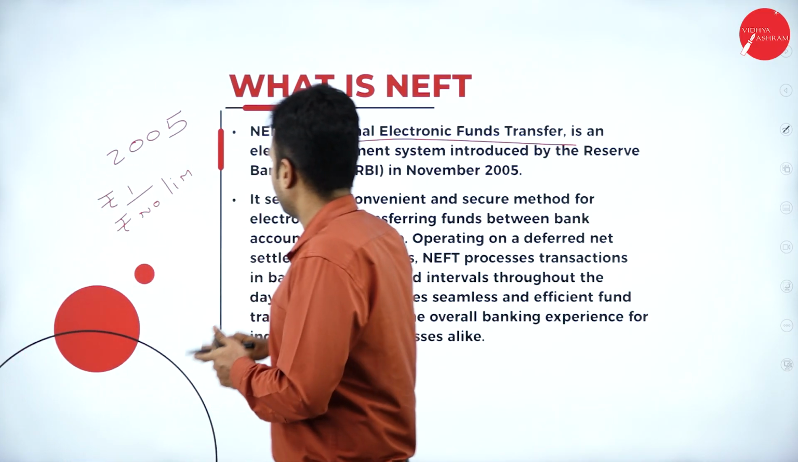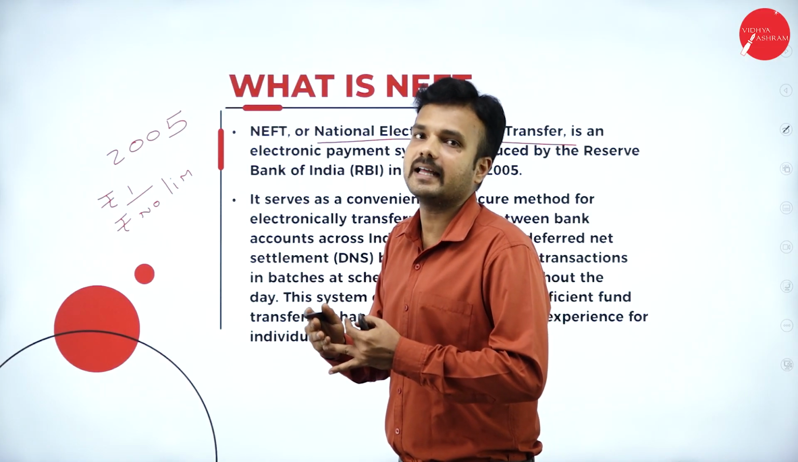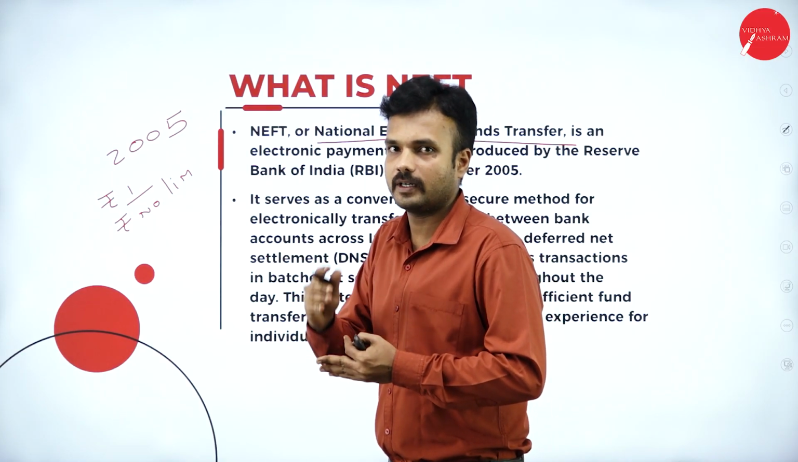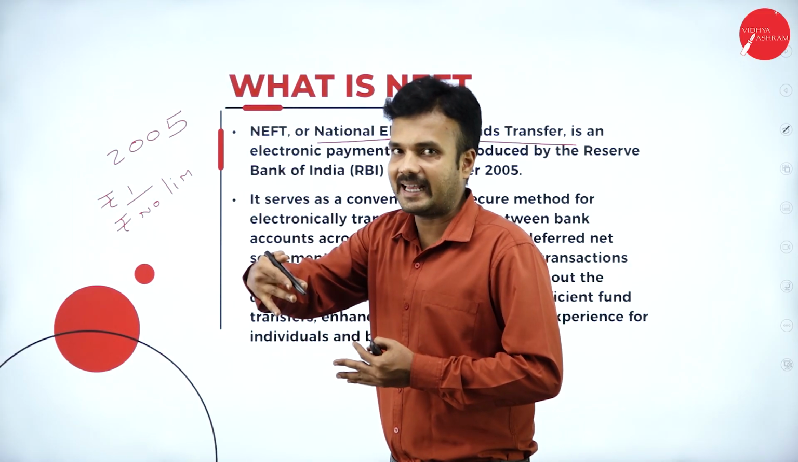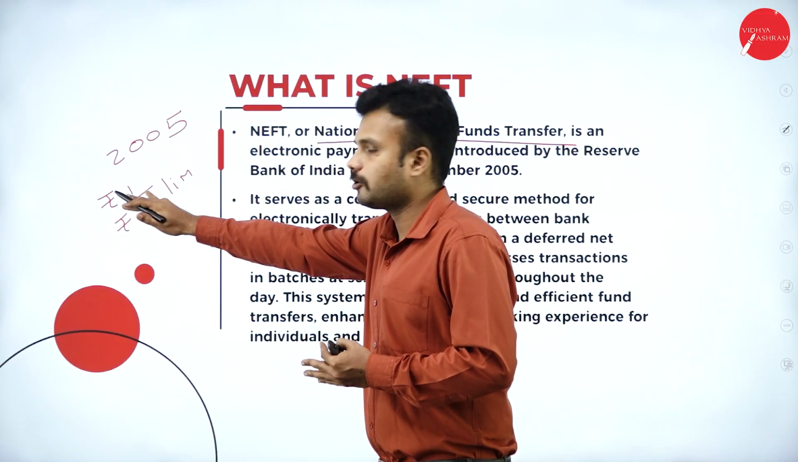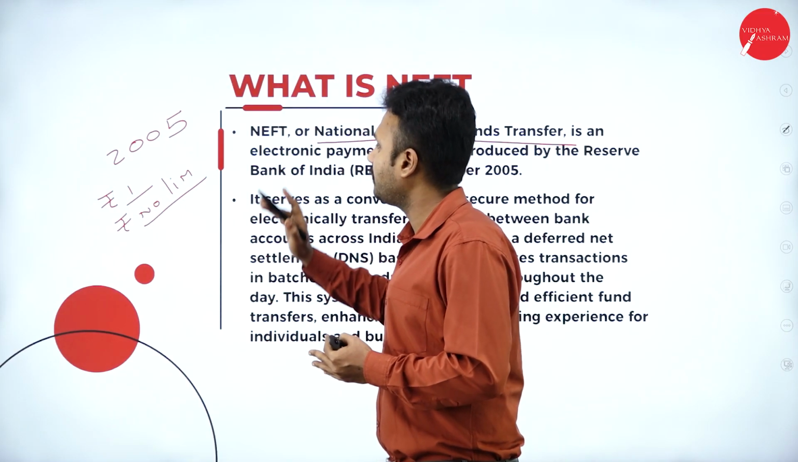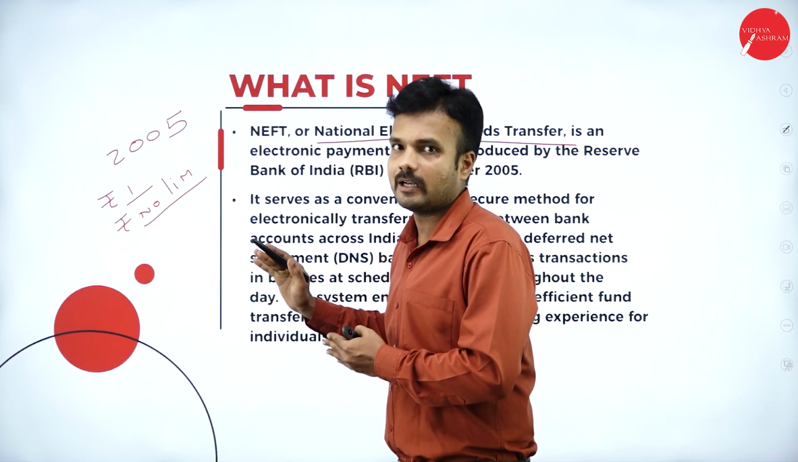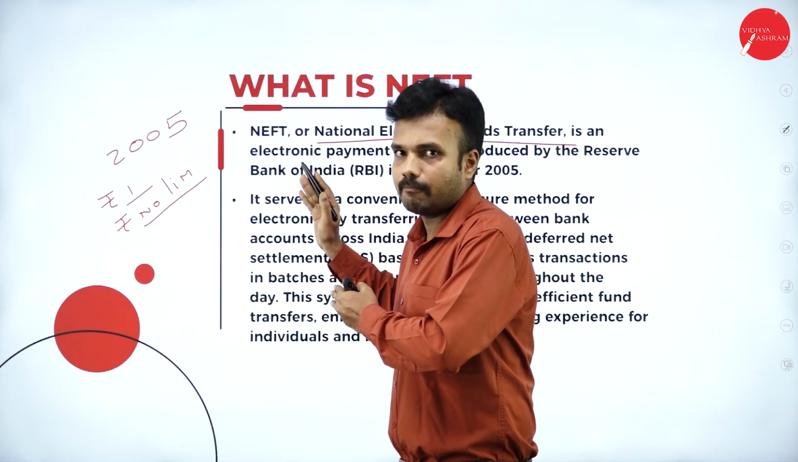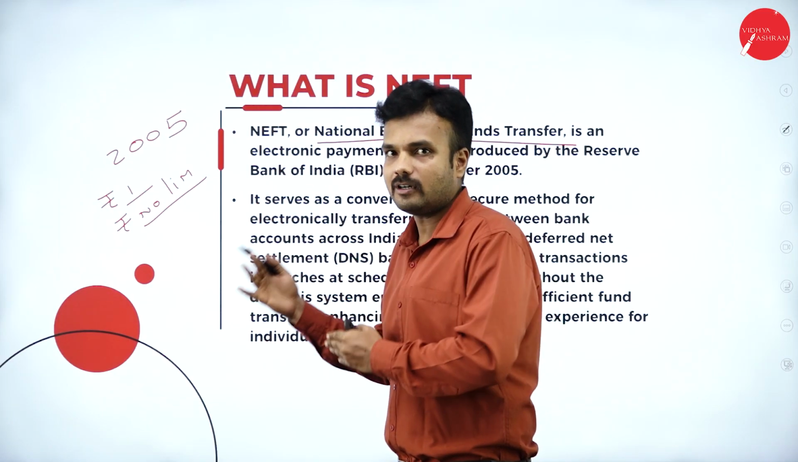Right? So through NEFT, if we have the account number of an individual, if we have an Aadhaar and a PAN number of an individual to whom we are supposed to transfer the amount, the minimum we can transfer is 1 rupee, and there is no maximum limit. And if there is a limit, that limit will be fixed by the banking company based on their standard. It varies from one bank to another bank.